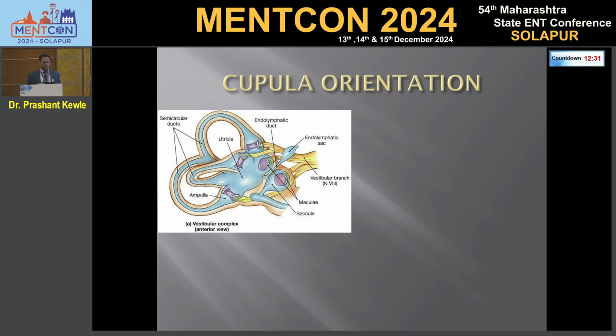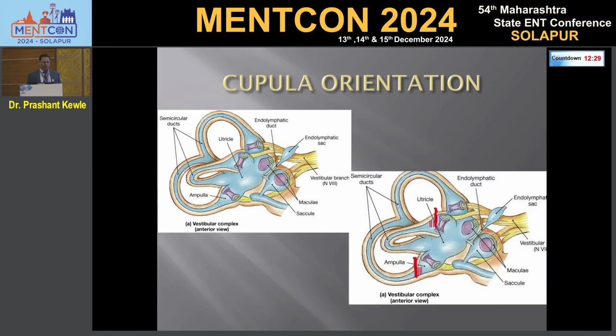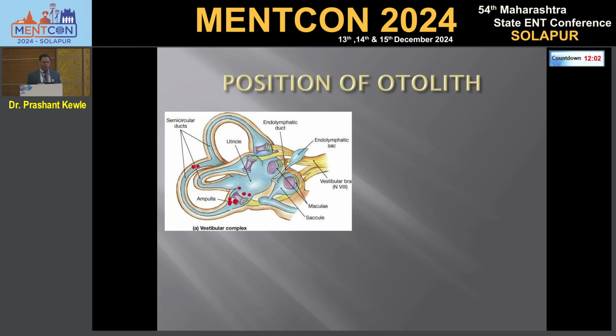Now, the kinocilium in the posterior canal is away from the utricle. This is the utricle, and this is away from the utricle. So the fluid moving away from the utricle will be excitatory. But in the horizontal canal, the kinocilium is toward the utricle. So the fluid moving toward the utricle will be excitatory. Got it? Now the next concept is the position of the otolith.